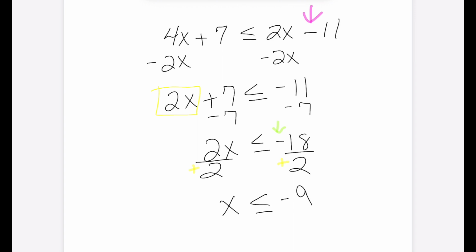So the rules for an inequality are that you solve it by the same steps that you use for any algebraic equation except for the last step. If you divide by a negative, you have to reverse the symbol. In this case, I divided by a positive 2, so the symbol stayed the same.